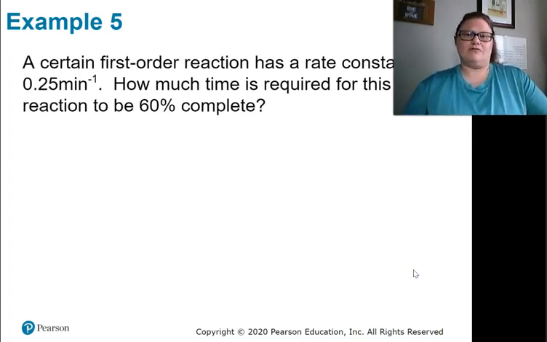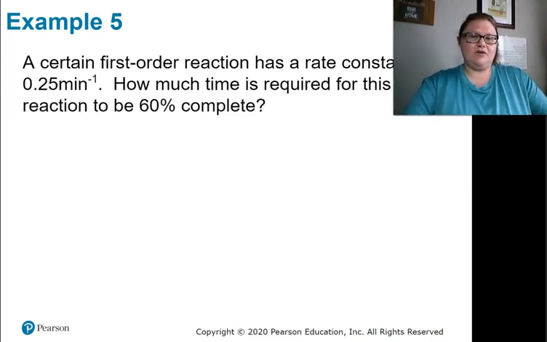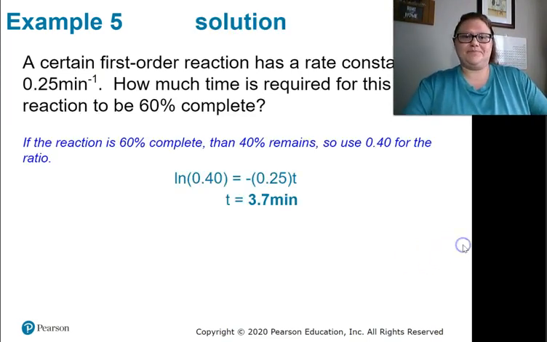So a certain first order reaction has a rate constant of 0.25 1 over minute. How much time is required for this reaction to be 60% complete? So see how that's worded out? They gave us the rate constant here. This is the first time we're seeing something to plug in for that K. And now we're figuring out time. So let's go through how this would set up.